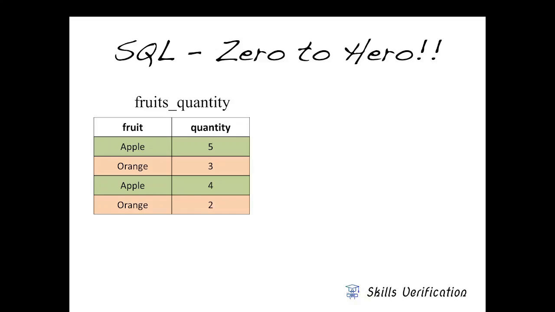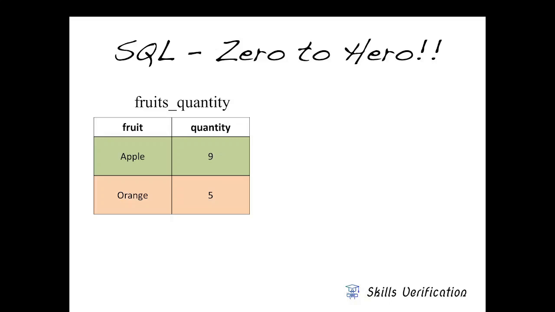Now, let's say you want to know how many apples and oranges there are in total. I know at a glance you can tell. But with SQL, we could be dealing with millions of data points. In order to solve this effectively, we need to group apples and oranges and sum up their values. That is exactly what the group by clause does.